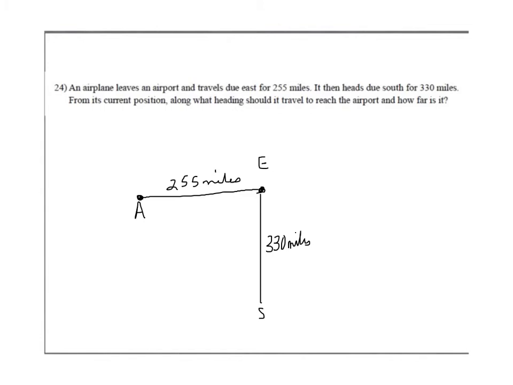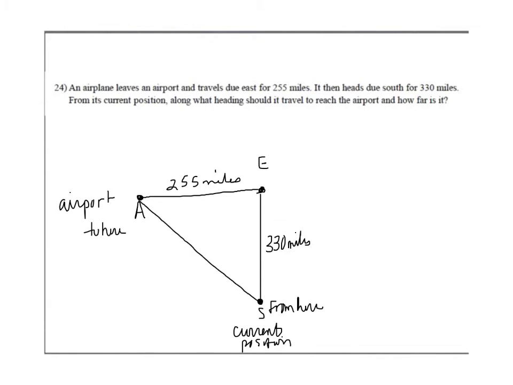All right, so this is its current position right here. This is where the plane is. And A was what? A is the airport. This is going to be really helpful for the bearing. All right, it wants to know what heading it should travel from here to here, and then how far. So it says, how far is it? That's my distance. That's what I need to find.